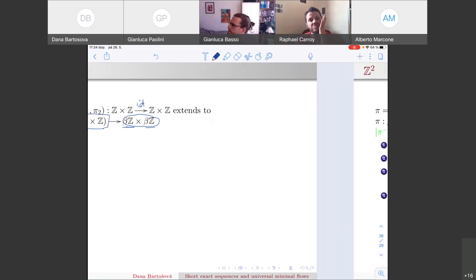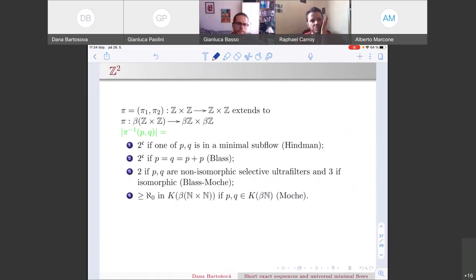But now how bad is it, right? So there are some fun results that happened, which I hope fortunately I do not have to deal with, and that is that this map can act weirdly, and mostly they act weirdly on P-points and selective ultrafilters. So you can have pairs in beta Z that will have finite preimages if you have P-points. But typically they are infinite, and they are infinite if you have idempotents.